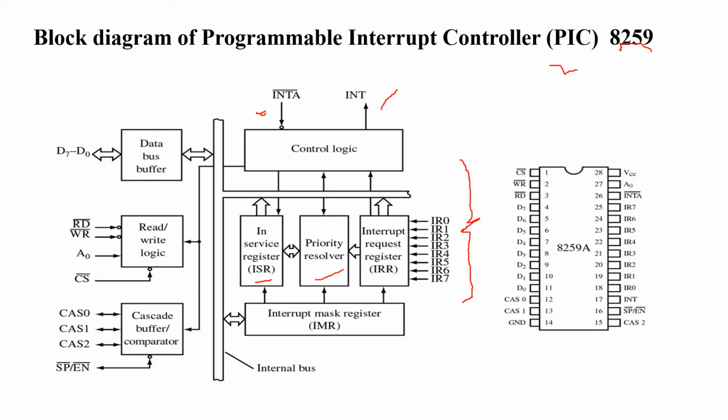in-service register. The interrupt mask register is also 8-bit long. For the interrupt which is to be masked or disabled, the respective bit gets set to 1 in the interrupt mask register.